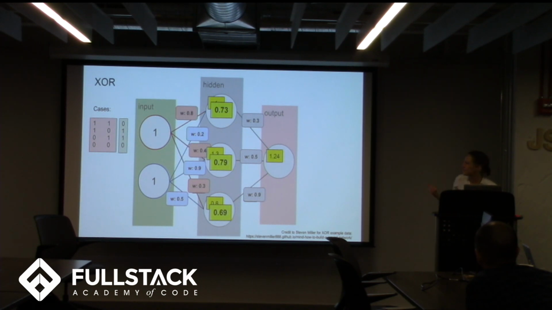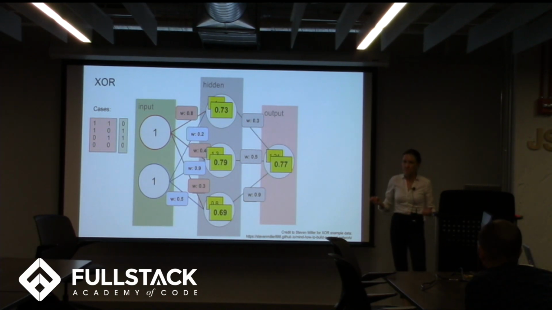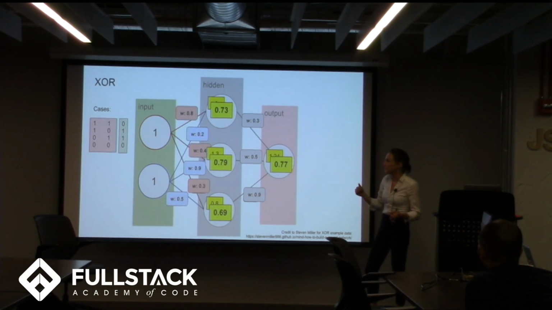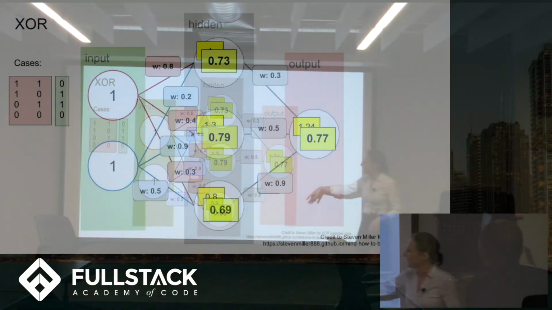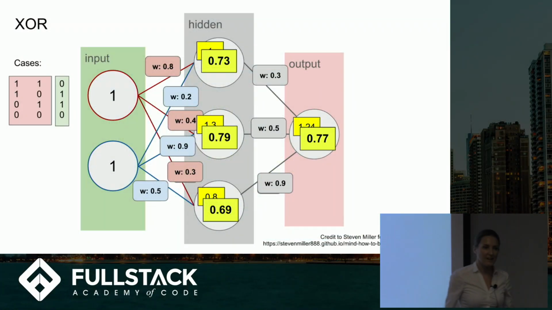In the end, this is the overall sum. And then the overall activation, or the output, is the squashing function, what comes out of the squashing function of that. And it's 0.77. So basically that's how data travels through a neural network. We're all the way through, we got to the end, and this is our output, which is great.